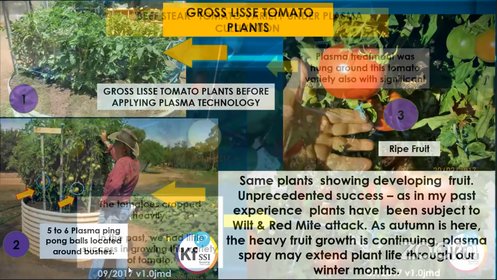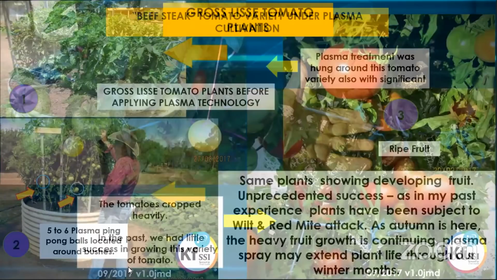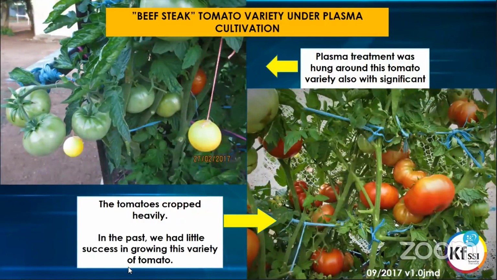He'd also done another variety of tomatoes, the beefsteak tomatoes, also a large variety. Again, just hanging ping pong balls with different gradients around it to create a nice flow. And there he also had lovely tomatoes coming through. As he said, in the past he had very little success growing this variety in that particular area. So it just shows that by using the plasma, plants that don't generally like to grow in a certain area are now able to grow there.